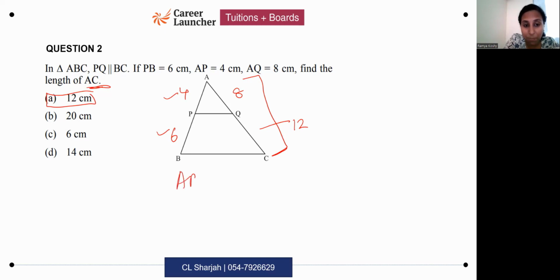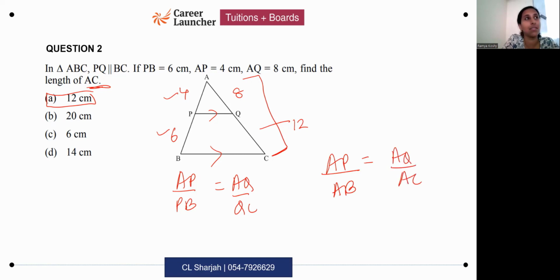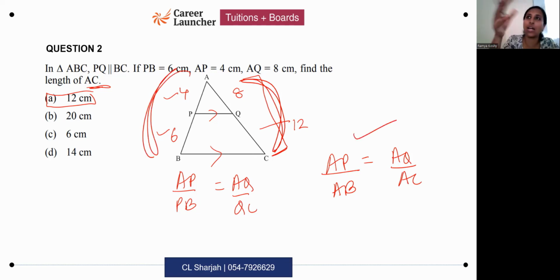Okay. AP by PB, because this is parallel, equals AQ by QC. But we don't want to find QC. We want to find AC. A better way of writing the BPT here would have been AP by AB is equal to AQ by AC. I want to find AC. So you take AB. This is better. That way, whatever answer you calculate, that only will be the answer.